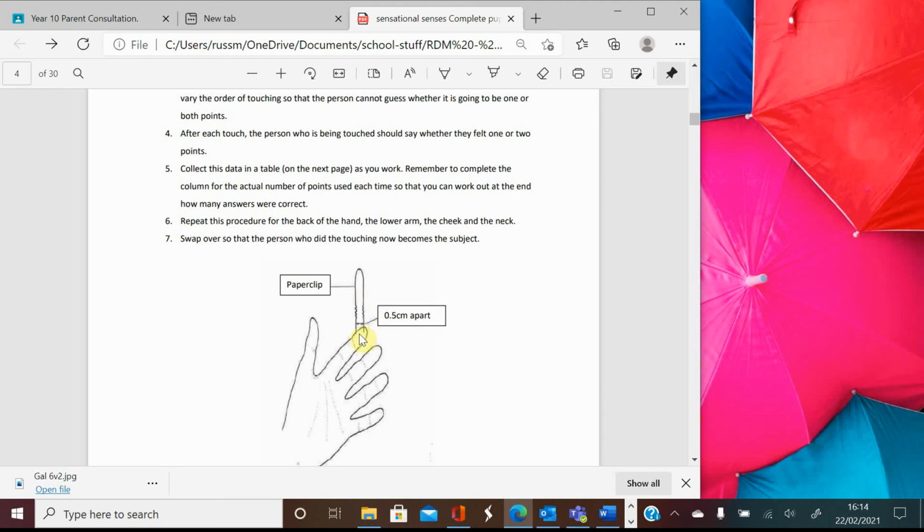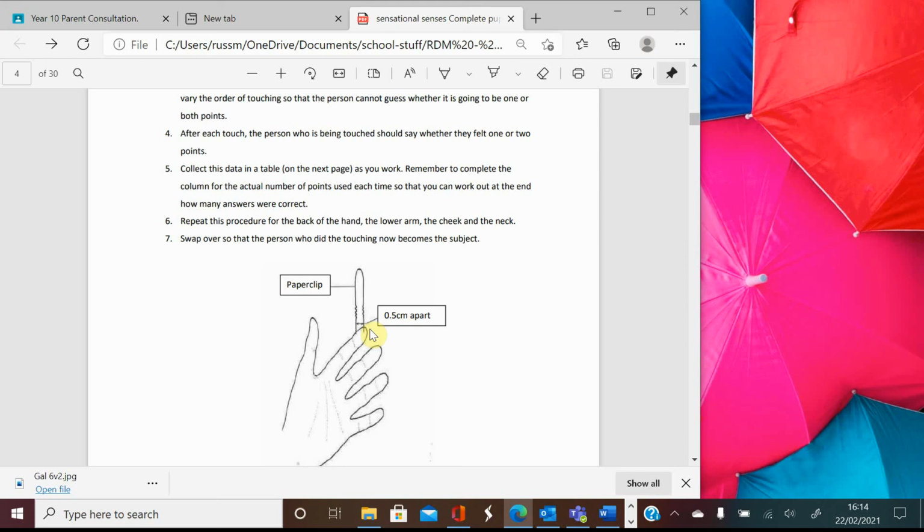So you've got two little prongs about half a centimeter apart, 5 millimeters. Just enough that it's definitely 2 points rather than 1 point. And the idea is you're going to use that to press down on the skin in certain places, and you're going to see if your brain can work out is it 1 or 2 points of contact.